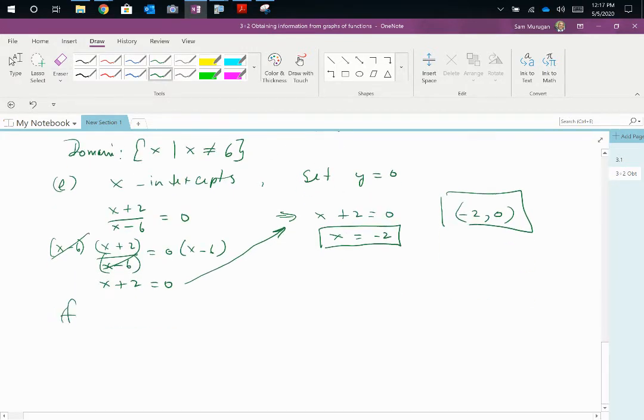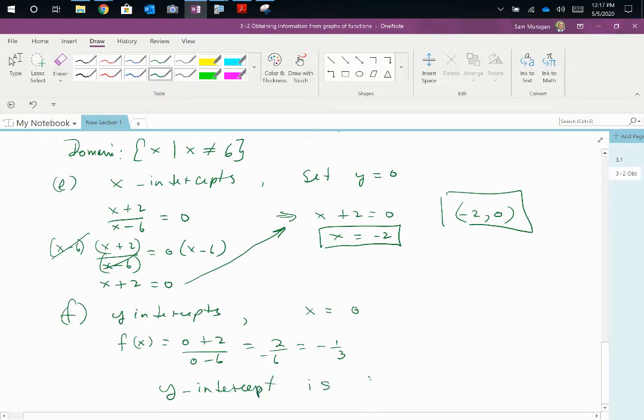In part F, the y-intercept occurs when x is equal to 0. So f of x is equal to 0 plus 2 over 0 minus 6, which is 2 over -6, which is -1 over 3. So f of x, the y-intercept, is 0 and -1 over 3.